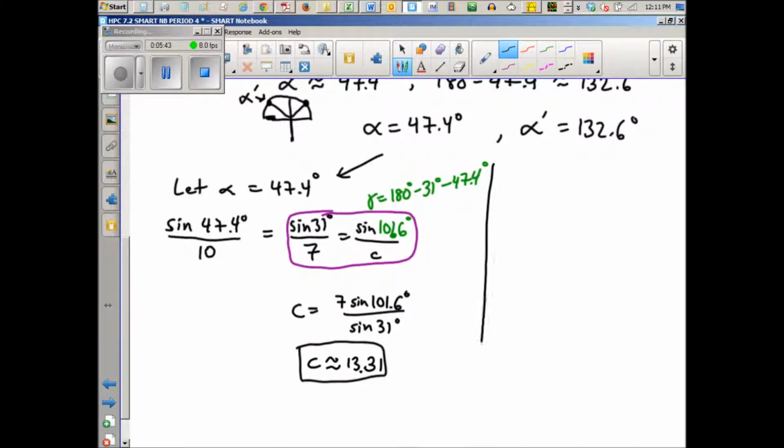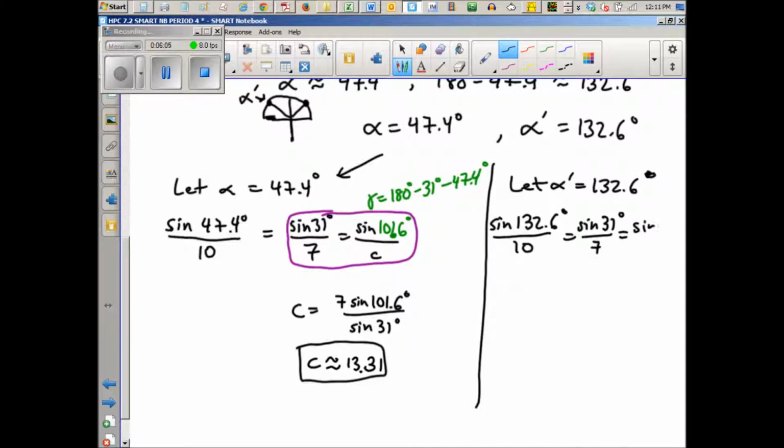And then the other possibility is that we go with, let alpha prime be 132.6. We take this possibility and set up our law of sines again. So it'd be sine 132.6 over 10 equals sine 31 over 7 equals sine of gamma over C. This time gamma will be a little different. This time gamma will be 180 minus 132.6 minus 31.